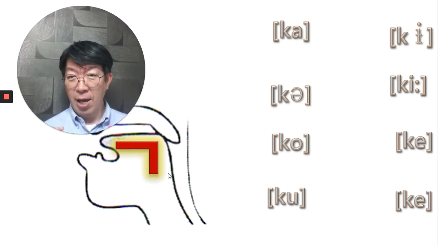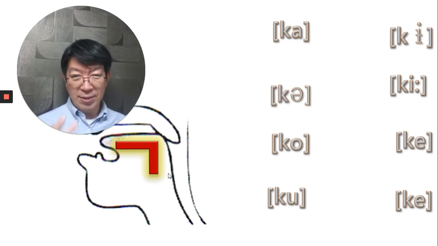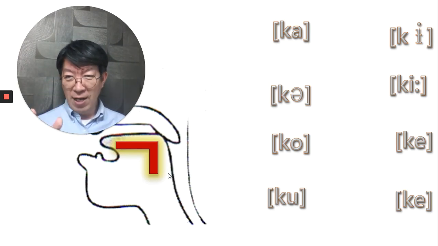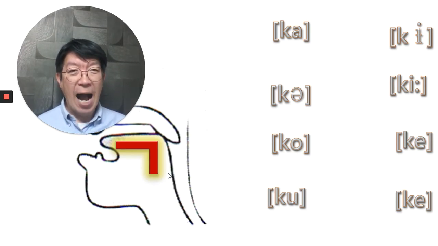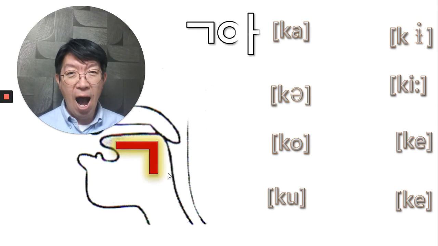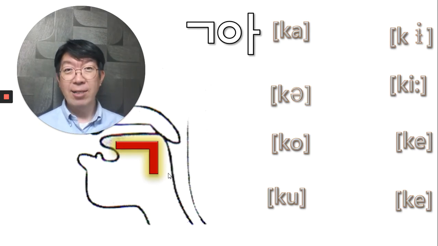Now, in a Korean syllable, every syllable must have a first consonant and a vowel. So we don't write ga alone. This is wrong. So the first one, ga. It is like this, g, a. So ga, right? G, a, ga. But this writing is wrong.